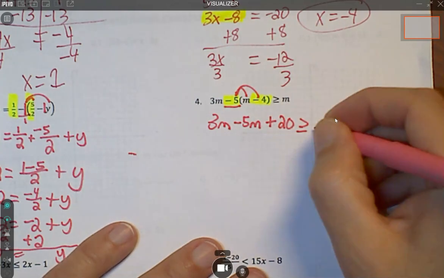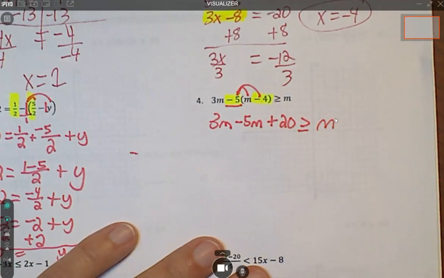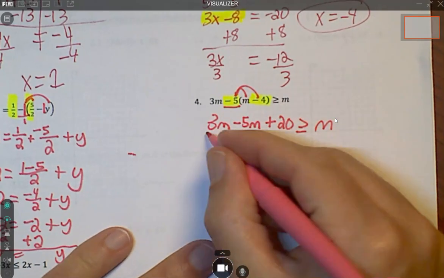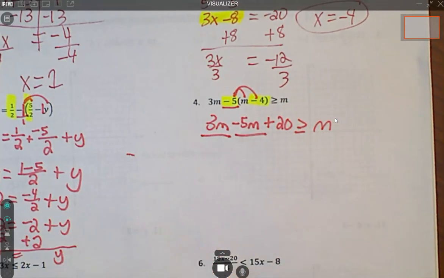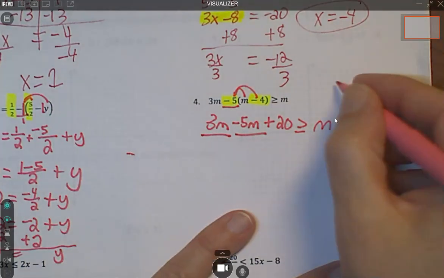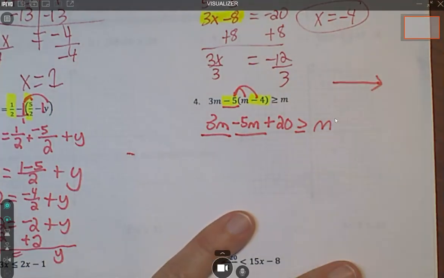Okay, don't start solving yet. You're going to get yourself into a world of trouble. Okay, 3 plus negative 5. Some of y'all, if you could get your integer rules down, you'd be so much more successful.